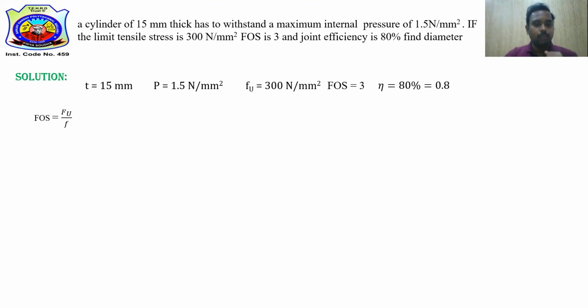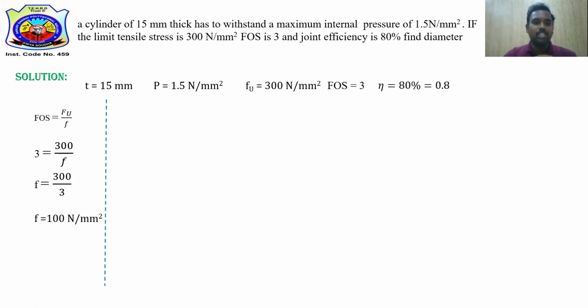Factor of safety is equal to fu by f. Just as before, cross substitute the values. 3 is equal to 300 divided by f. On cross multiplication, I'll get the value of f, that is 100 Newton per mm square. Students, once I get the f value, again I am supposed to do the two cases.